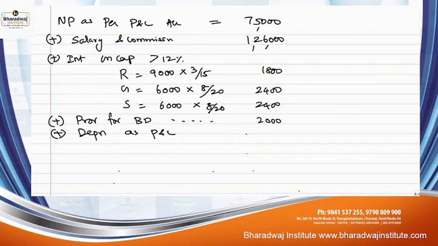Depreciation as per P&L account, you add it back. We will claim allowable depreciation separately. Then donation to Prime Minister's National Relief Fund, whatever it is, is disallowed because it will be allowed under what? Section 80G. How much is the donation? 3,000.